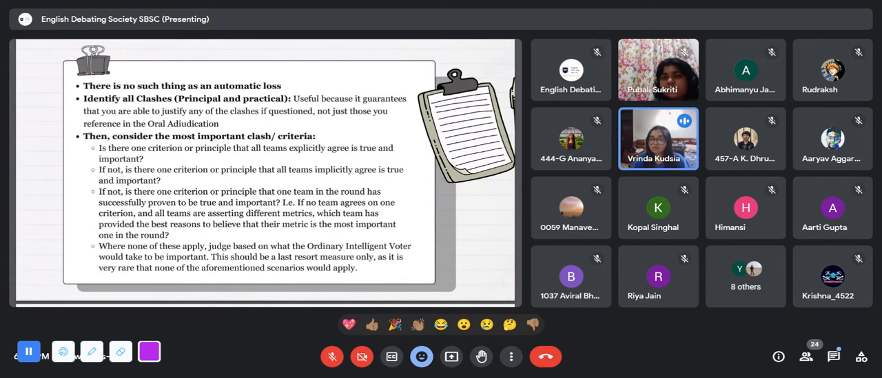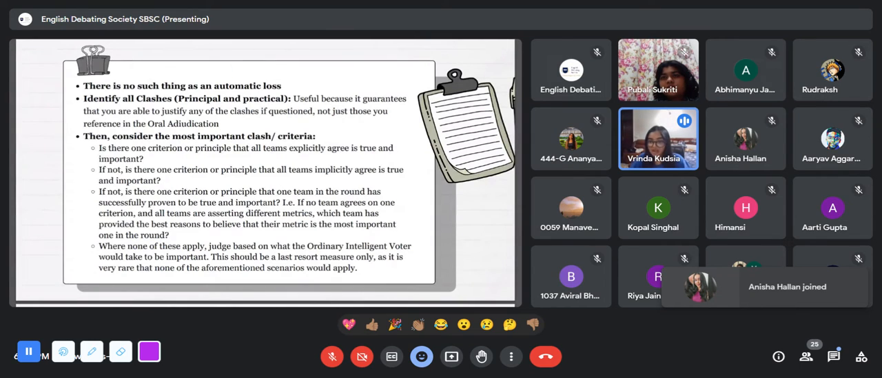Within that, teams can probably go ahead and ask you questions related to some clashes which you haven't mentioned within your oral adjudication. Therefore, it becomes important for you to firstly identify all of the clashes which take place within a debate. So if I give you an example of a motion, right?